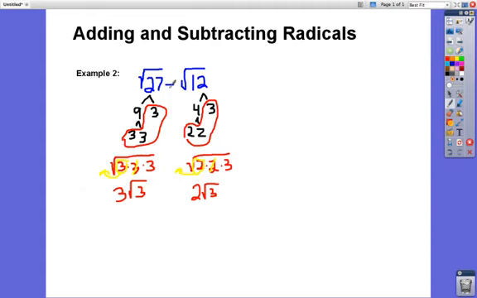And remember, we're subtracting. So now we can do exactly what we did on example 1. Okay, we take the 3 and the 2 here, subtract them. So 3 minus 2 is 1. And we keep the square root of 3. We don't change it. So our answer is 1 square root 3. Or we don't really need the 1. We could also just write square root of 3 as our final answer.